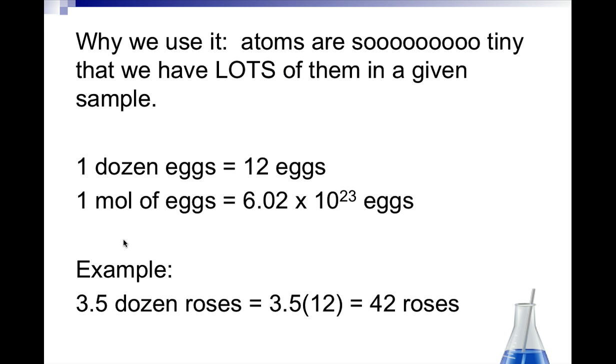So, why do we use it? Atoms are so very tiny that we need a lot of them in a given sample to have it be useful. So we do a lot of counting, such as a dozen is 12 eggs. A mole of eggs would be 6.02 times 10 to the 23rd eggs. So we do this already, it's just that now we're going to do it with a very large number. So if I have 3.5 dozen roses, I know that each dozen is 12. I take 3.5 times 12 and I know I have 42 roses. It's the same thing with moles.